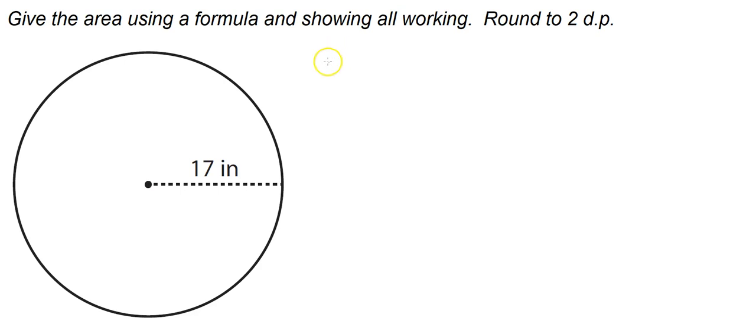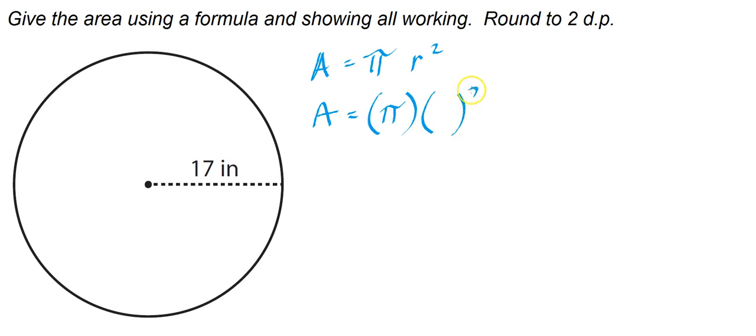So let's use our formula. Area equals pi r squared. So let's substitute for the unknowns. We do know that pi has a definite value, a constant value. What is radius? In this case, we're given the radius, 17. So 17 times 17. I'm going to use my calculator for that.